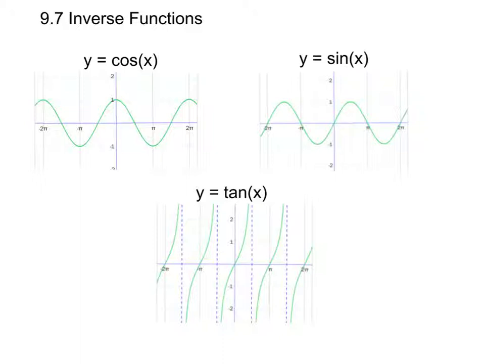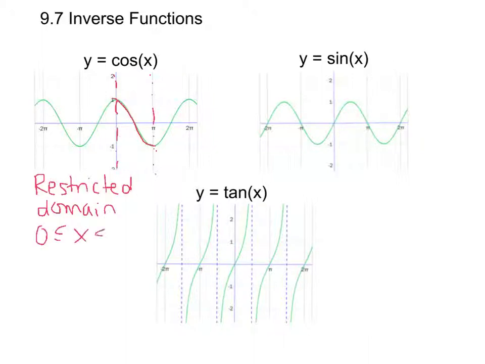So what we've done in math is restrict the domain in order to allow them to have inverses. So for cosine, we restrict the domain to be between 0 and pi. So your restricted domain is now from 0 to pi. This allows us to capture all the output values from 1 to -1 for cosine.